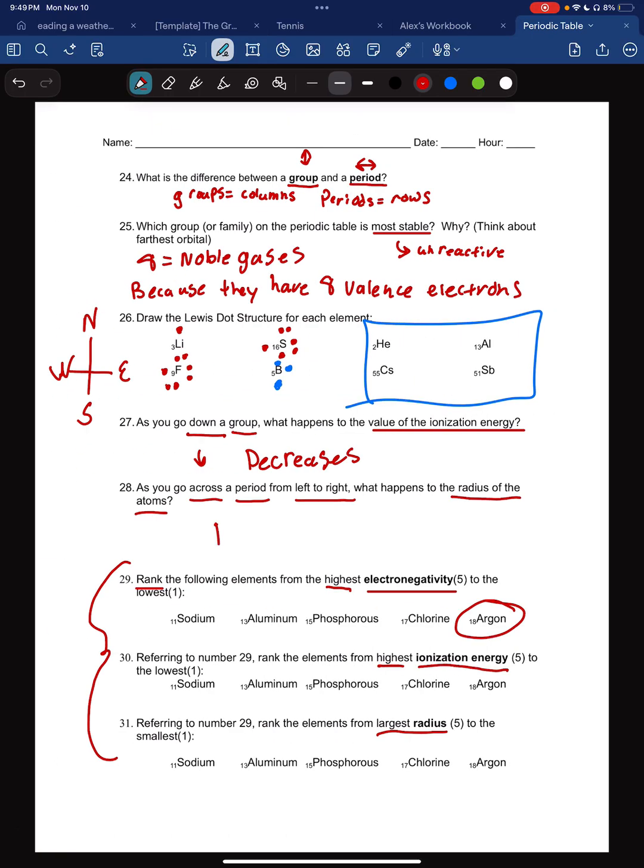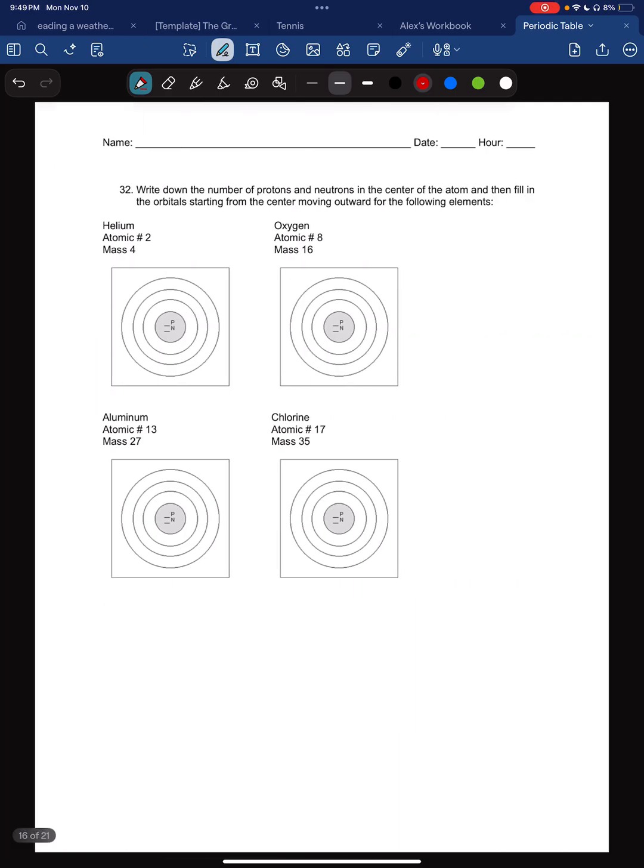So decreases. Okay? So you should be able to figure out 29, 30, and 31 with some practice. Now, I want to talk to you about this real quick, okay? Because this here, a lot of us got it wrong in our test, okay?